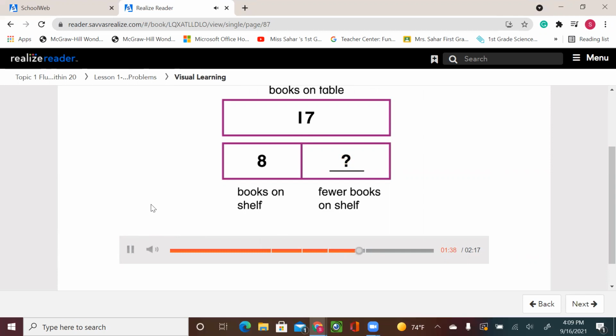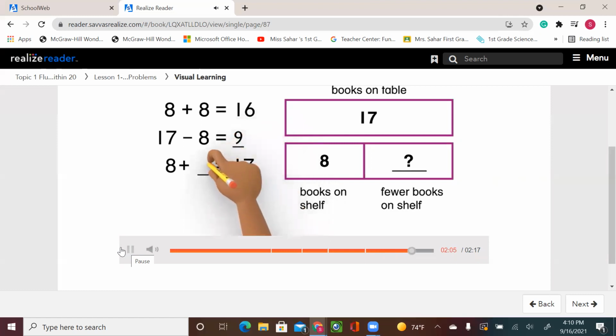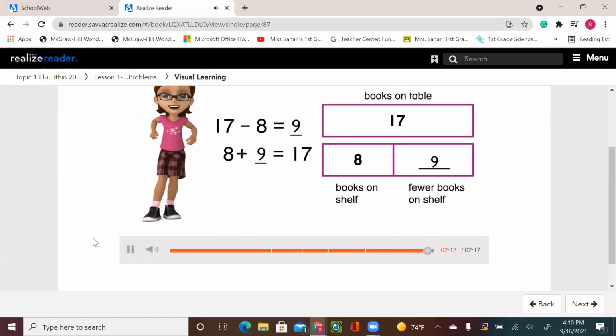You can write an addition or subtraction equation for the problem. 17 minus 8 equals what number? 8 plus what number equals 17? To solve, think of the doubles fact 8 plus 8 equals 16. You know that 17 is one more than 16, so you know that 8 plus 9 equals 17. So there are 9 fewer books on the shelf.